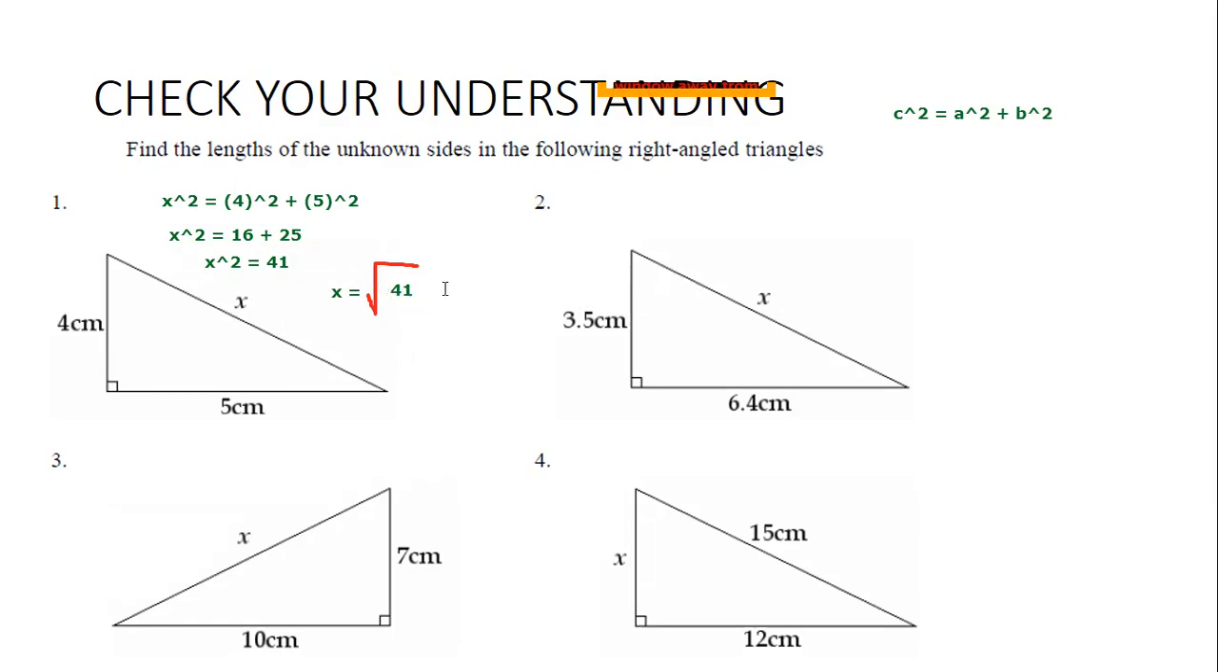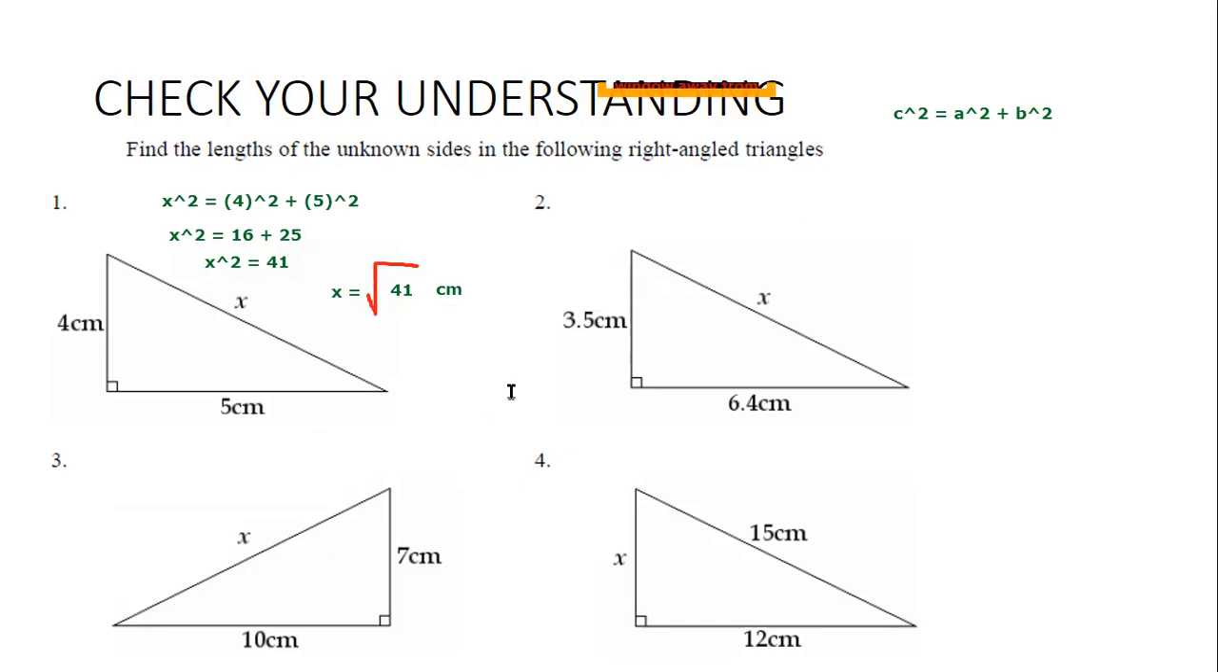So the unit is in terms of centimeters. So x is the square root of 41. 41 cannot be factored out because 41 is a prime number. Okay, so no more questions for our first example.